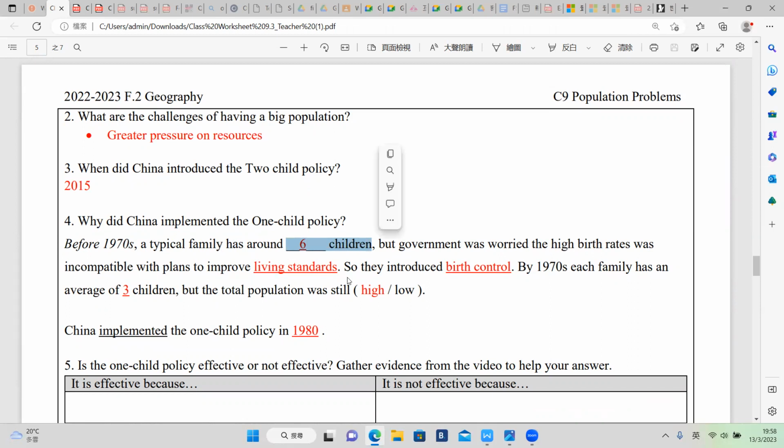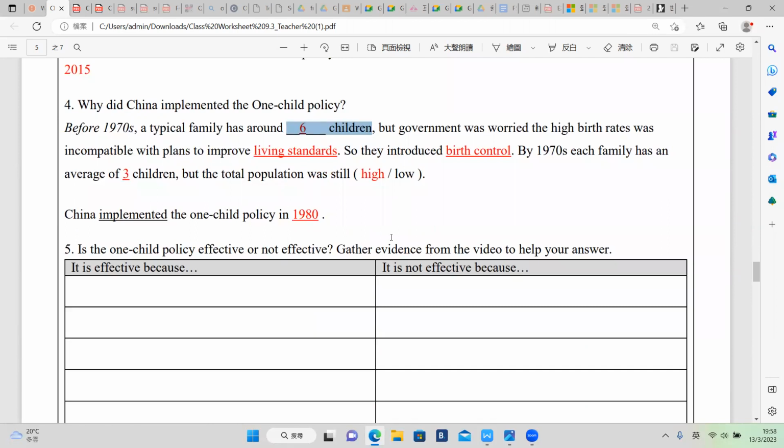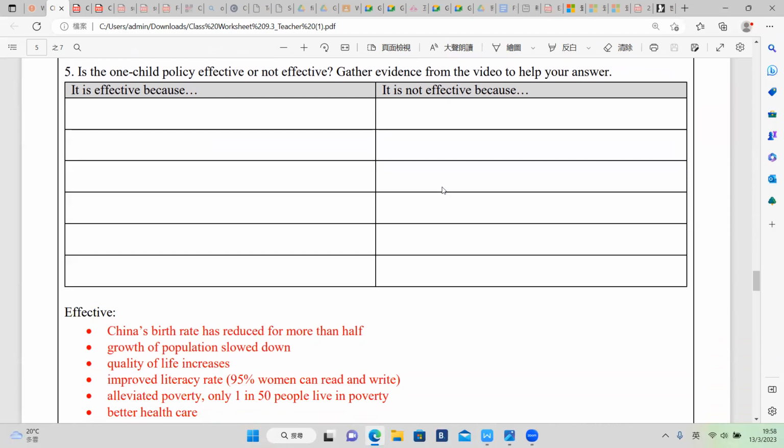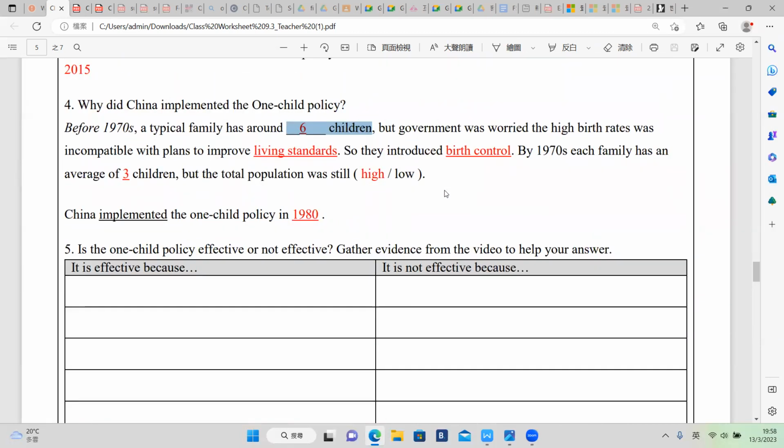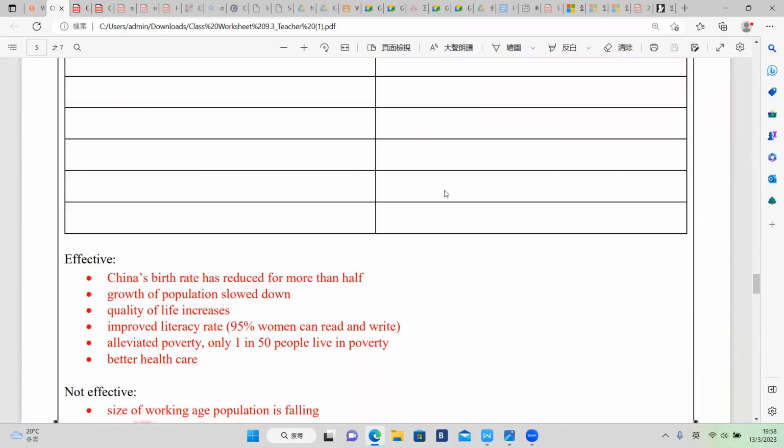Previously, what was the situation before the one-child policy was implemented? A typical family had 6 children, which was a great threat. It was not going to improve the living standard, so they introduced birth control, and then they had an average of 3 children afterwards. The population was still high. Then they started the one-child policy in 1980.